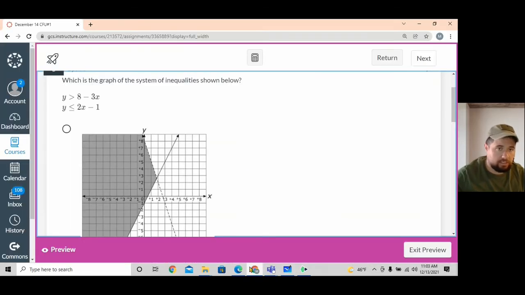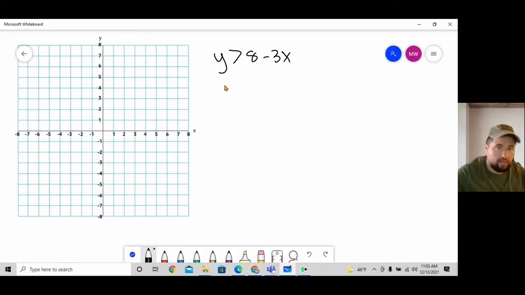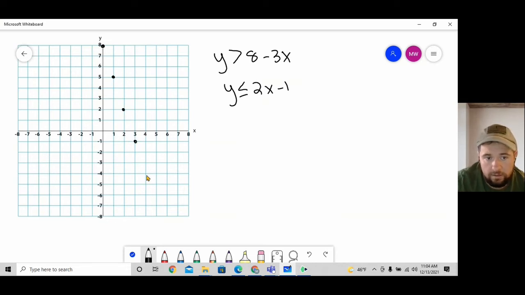And my other equation was y is less than or equal to 2x minus 1. So I'm going to start with this first one. I'm going to start at the 8 because that's my y-intercept. My slope is negative, so I'm going to go down 3 and over 1 throughout. And this is going to be a dashed line.